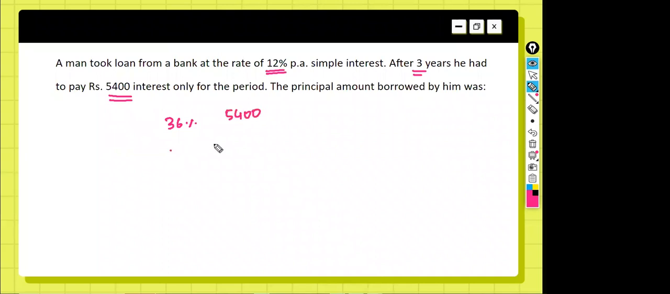And we are supposed to find what? Principal. The principal will always be 100%. So 100% is how much? If 36% is this much, 100% is more, so the value will also be more. It's directly proportional, so directly equate it. If you cross multiply, you will get 15,000.